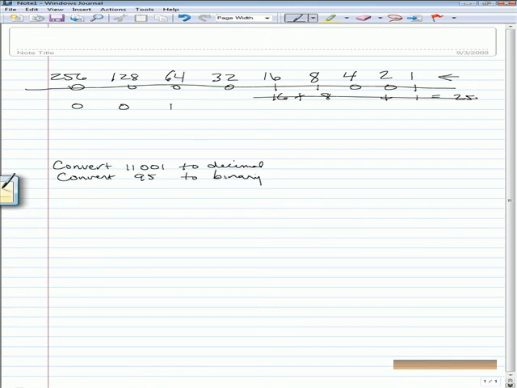Okay, 64 plus 32 is 96, so that's going to be off, right? 64 plus 16 is what? 80, so that's going to be on. Plus 8 is 88. Plus 4 is 92, plus 2 is 94, plus 1 is 95. So that equals 95. And that's how you convert a binary number, or a decimal number, back to binary.